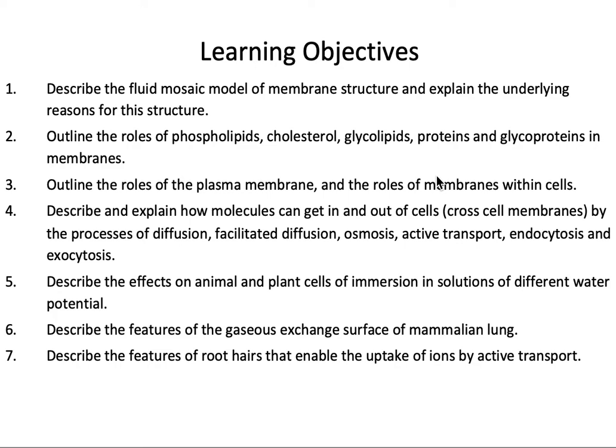Alright, so the learning objectives in this presentation are to describe the fluid mosaic model of membrane structure and explain the underlying reason for this structure. Then we need to understand the role of phospholipids, cholesterol, glycolipids, proteins, and glycoproteins in the membrane. We will outline the role of the plasma membrane and the role of membranes within cells. Then we will describe and explain how molecules can get in and out of cells across the cell membrane by the processes of diffusion, facilitated diffusion, osmosis, active transport, endocytosis, and exocytosis. These are the methods by which transport across this wall, the cell membrane, happens.